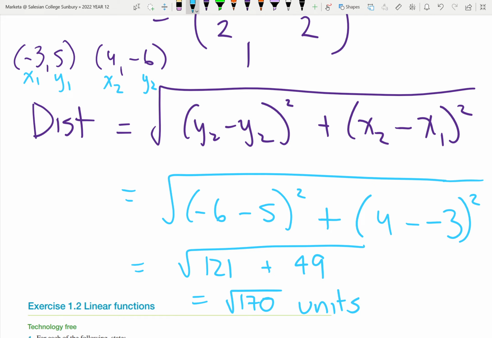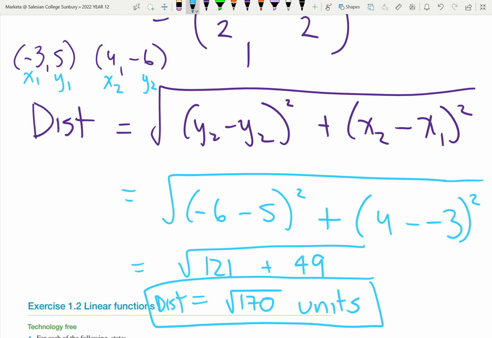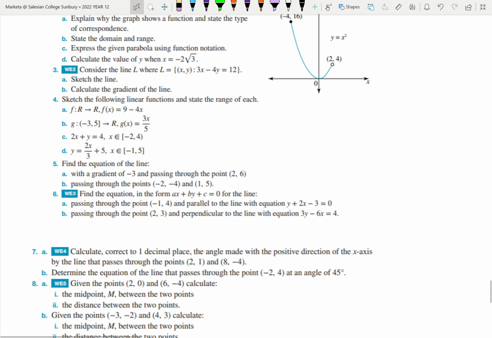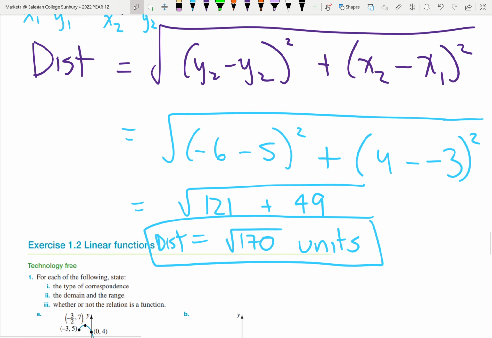Notice that I write units on the end. If we were looking at an area, then it would be units squared. We're looking at a distance, so it's just units. So that will be our distance between those 2 points. So that covers exercise 1.2, the linear functions. Now you should be able to go ahead and do the questions. If you are from my class, I will highlight that for you. And yeah, that's all.